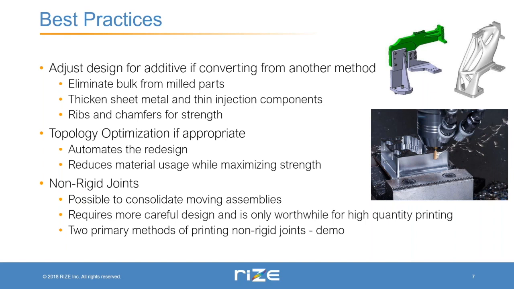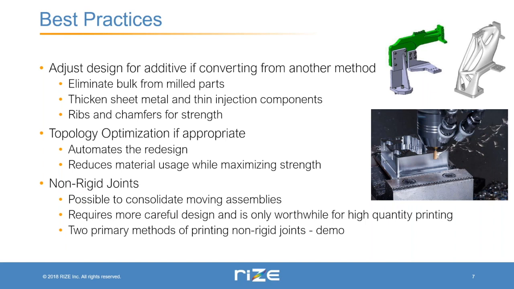A few other types of traditional manufacturing technologies include sheet metal and injection components, and if working with these, it's often best to thicken the walls of those parts just to add some strength to them. Things like injection molding are often limited by the cooling process within the mold, and so they'll typically be used with thinner geometries, but additive doesn't have that same limitation, so it's best to add strength where needed. This can be done either by thickening it or using ribs or chamfers to increase the strength.